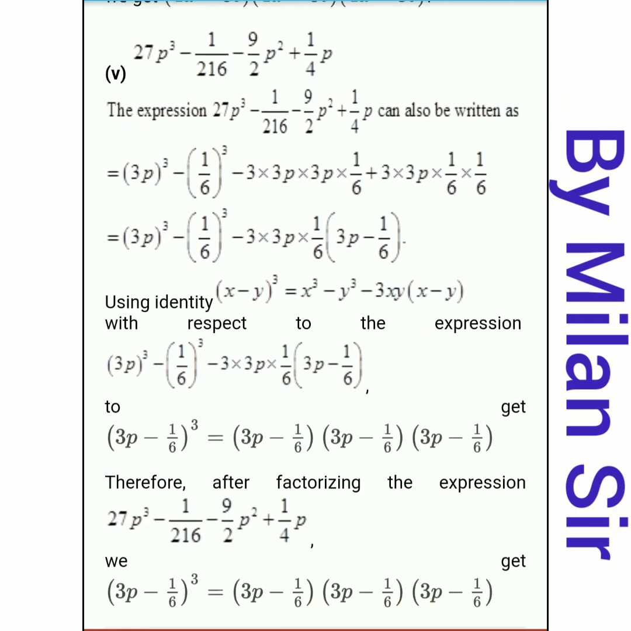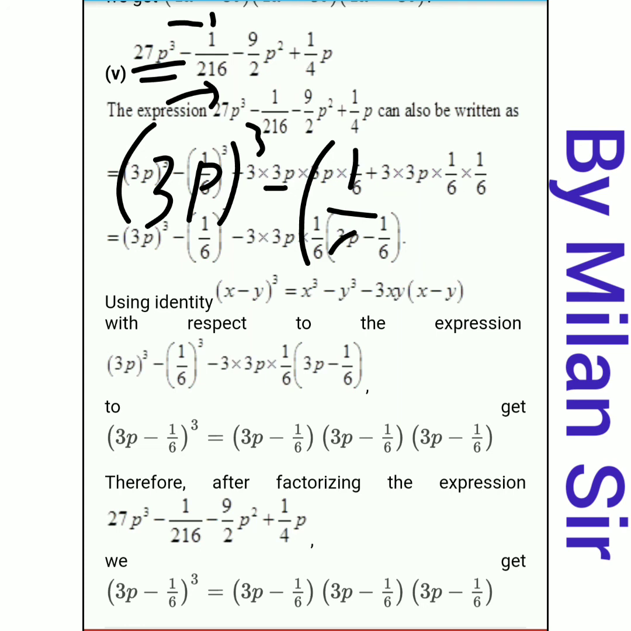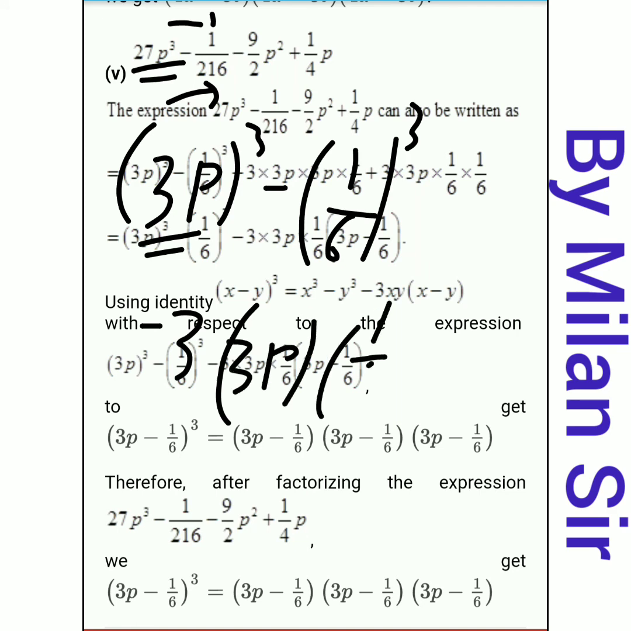Then question number 5, 27p cube, so cube root of 27 is 3, and p is there, so 3p all cube. Then negative sign is there. Now cube root of 1 in the numerator is 1 only, and cube root of 216 is 6. So 1 by 6 all cube. Now we need to write here 3, then our first bracket 3p, second bracket 1 by 6, in the bracket first term minus second term, so 3p minus 1 by 6.